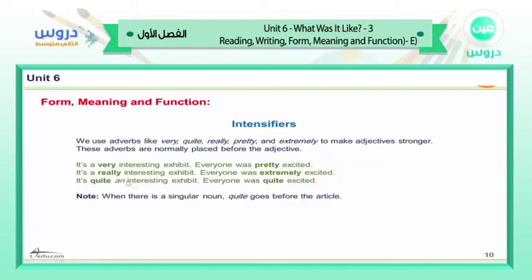What do we mean by article? "An." This is the article. So with "very" and "really," it's after the article, after "a." But "quite" goes before the article. And we change "a" into "an" because we have "i," one of the vowels, as you know. So only with "quite," with the singular exhibit, it's only one exhibit, we use it before the article, before "a" or "an." Very nice.